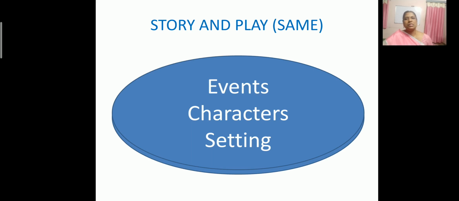So it will be same. So what will be same in story and play? Events, characters and settings. Now we'll see how the story and play are different.